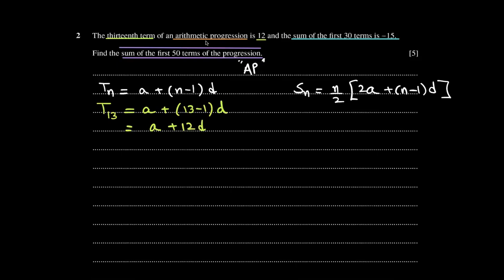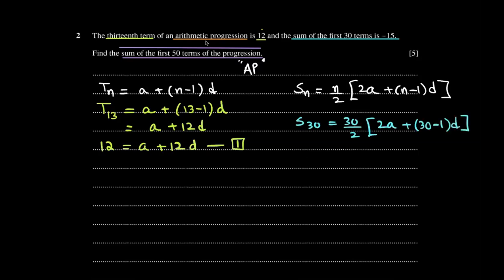And then we have the sum of the first 30 terms, which is 30 divided by 2, (2a plus (30 minus 1) d). The sum of 30 terms is negative 15. 30 divided by 2 is also 15, but positive. And this is 2a plus 29d. This is equation number 2.